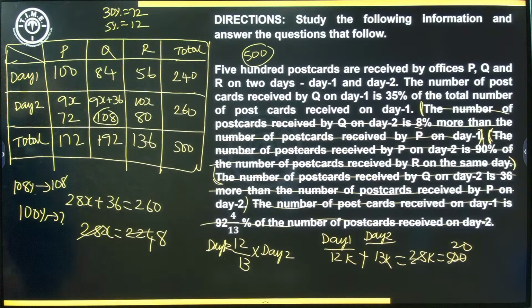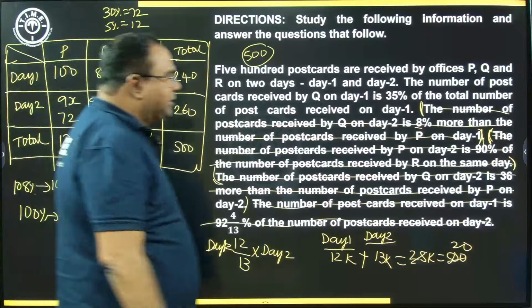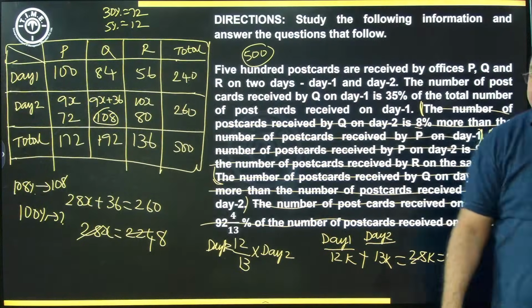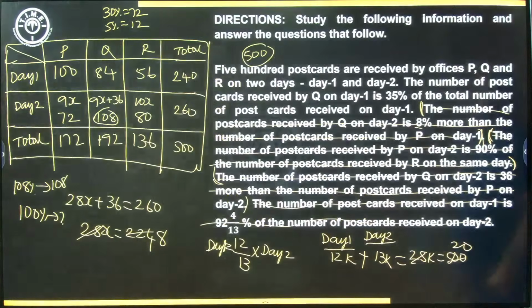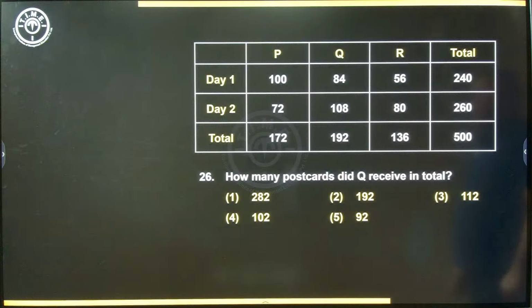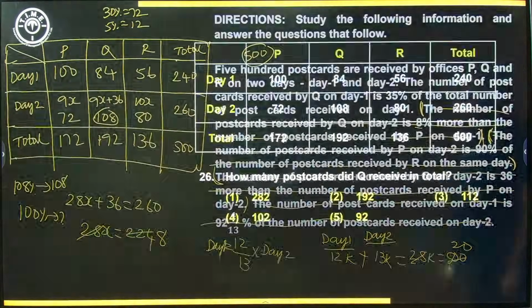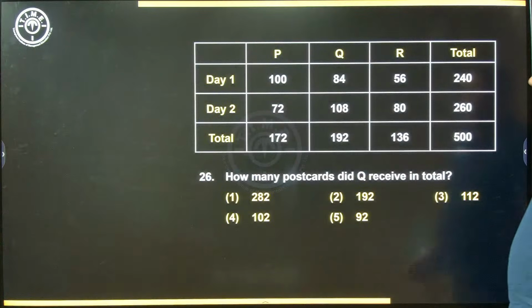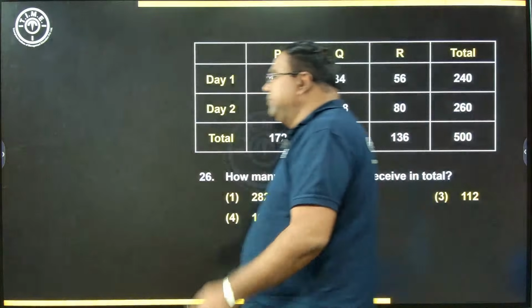92, 162, 164, 170, 200, 23, 500. Now I got all these. Once I simplify, I am getting these values, right? Now if you see here, 100, 72, 172, 84, 108, 192, 56, 80, 136, 240, 260, I have got 500. So this table I have copied here after simplifying.